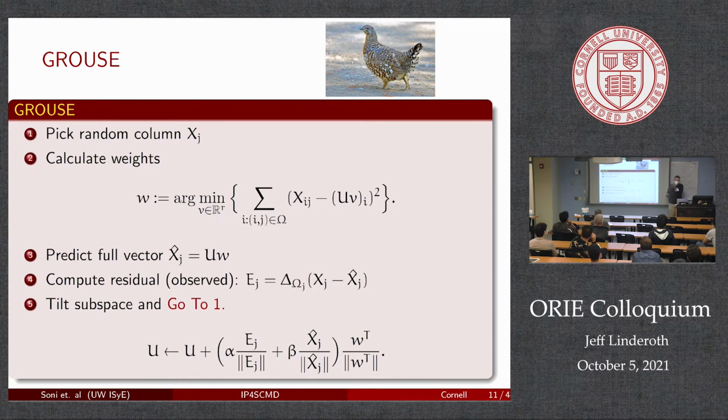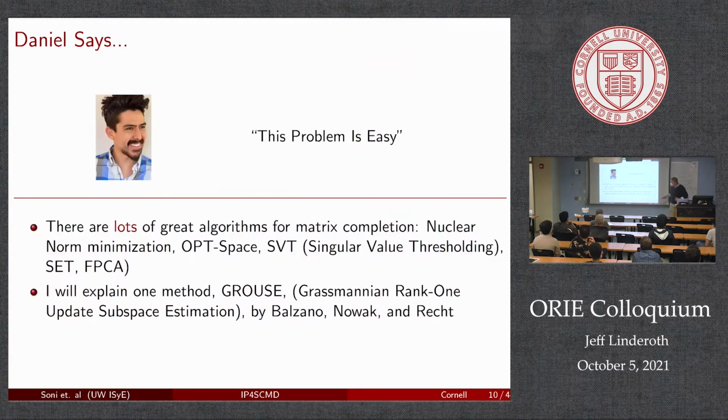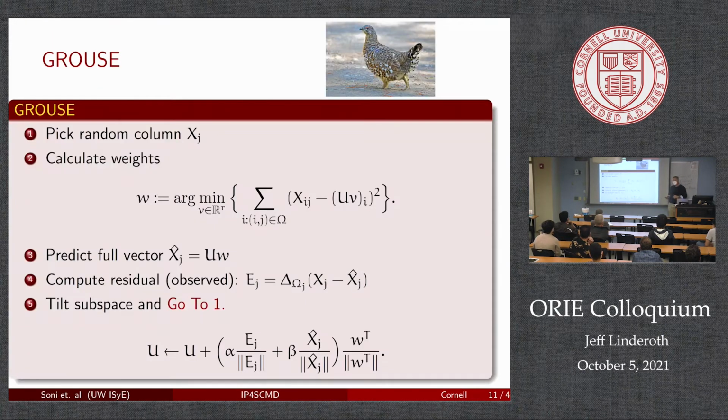You could then predict what the full vector would be. You can compute what your error was, at least on the observed elements. So here's your subspace, here's the point, you compute a projection, and given this new information I've received, it makes sense to tilt the subspace in this way. So U gets tilted. This is actually just a rank one update, a simple update of that matrix. And then you just keep doing this over and over, and magically this often converges, under some data assumptions. Just tilt, tilt, tilt, tilt, tilt.